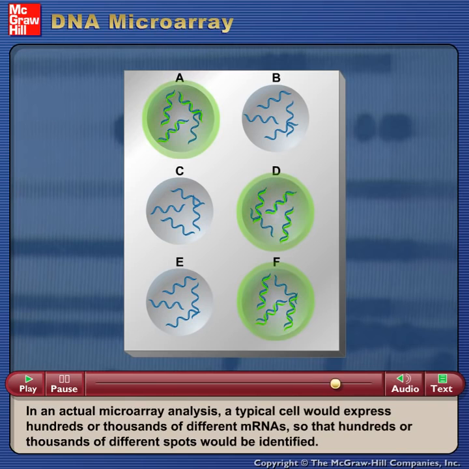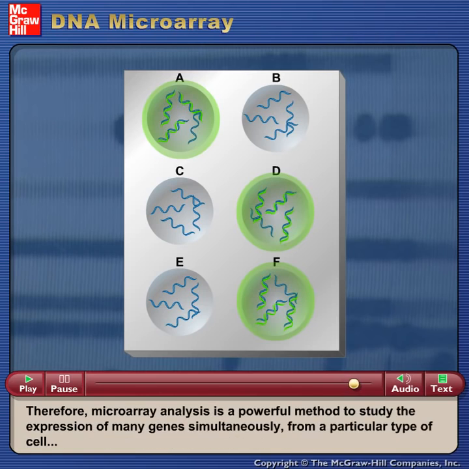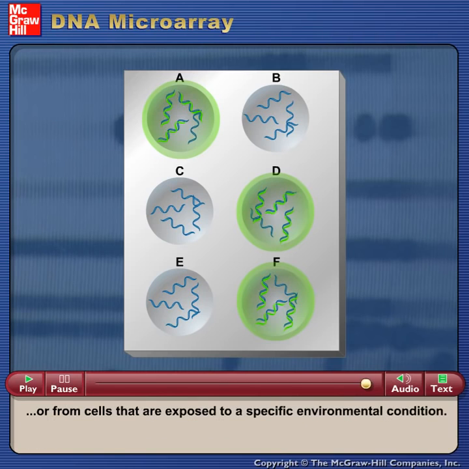In an actual microarray analysis, a typical cell would express hundreds or thousands of different mRNAs, so that hundreds or thousands of different spots would be identified. Therefore, microarray analysis is a powerful method to study the expression of many genes simultaneously from a particular type of cell or from cells that are exposed to a specific environmental condition.